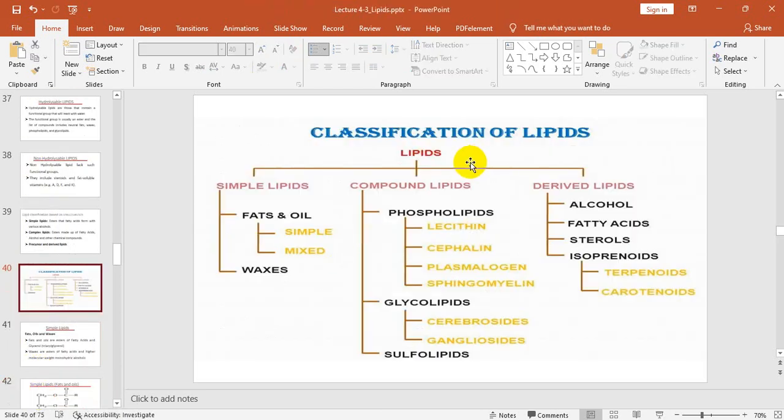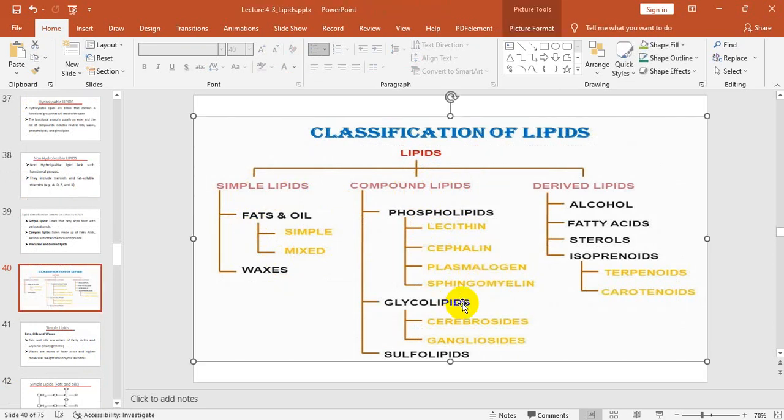So we classify lipids as simple lipids, that's simple fats and oils, and waxes. Then compound lipids are phospholipids, and the phospholipids mediate the lipid bilayer of the plasma membrane. So we have lecithin, cephalin, plasmalogen, sphingomyelin. We also have glycolipids. These are lipids that have been conjugated with what? Glycogen or glucose, or sugars. So we have cerebrosides, gangliosides.